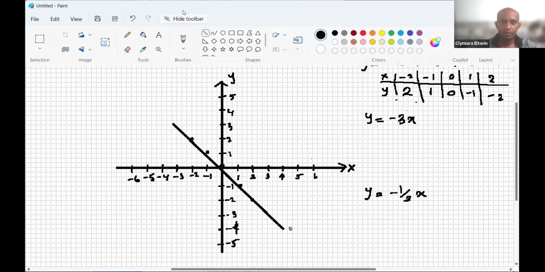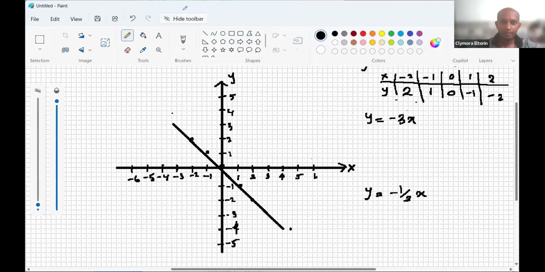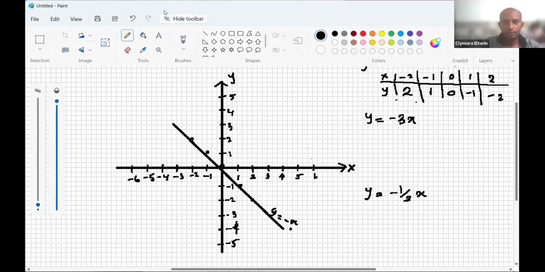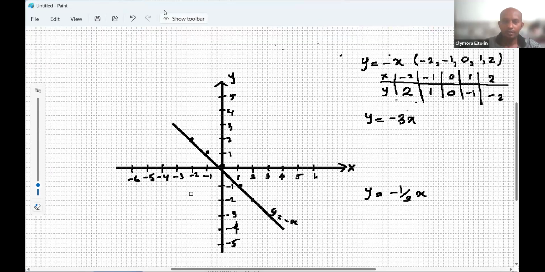What is this graph? This is the graph where y equals x. So y equals minus x graph. This is the graph. Right? Now it's a little bit different from the previous one. Previously we drew the graph. Okay, we can discuss them again.